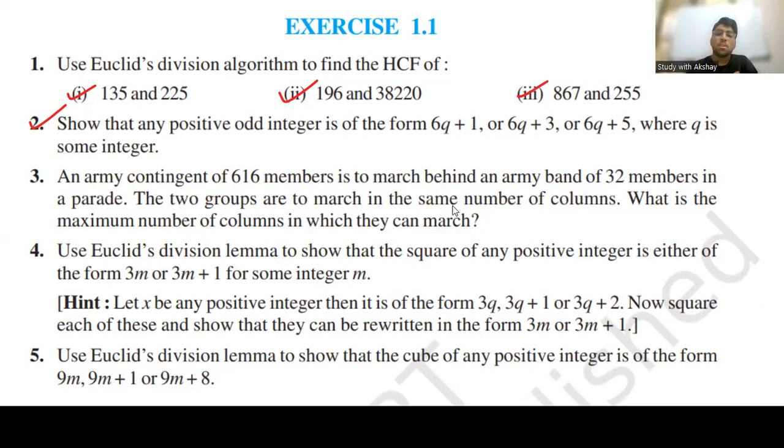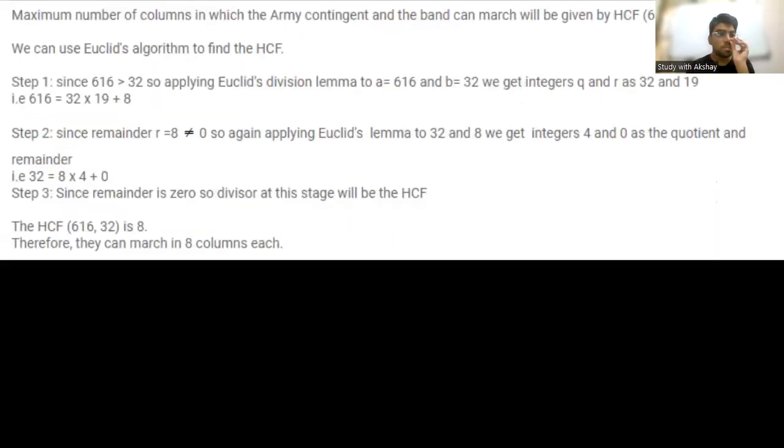Here, I underline the word maximum. I will say why it is maximum when we come to the concept inside. Underline the word maximum in the question. So here they have given the maximum number of columns in which the army contingent and band can march, so we have to find the HCF of this using Euclid's division algorithm.